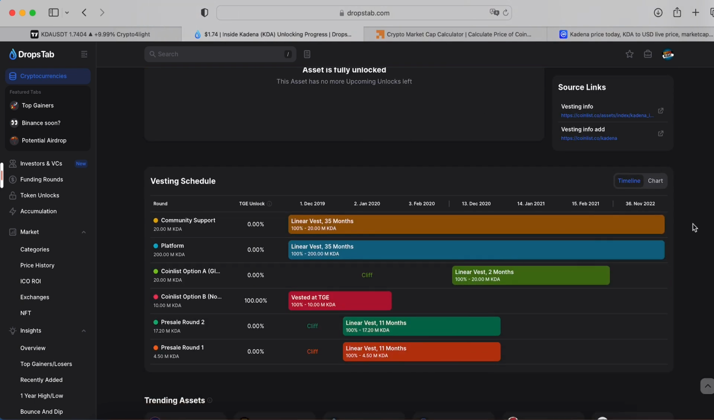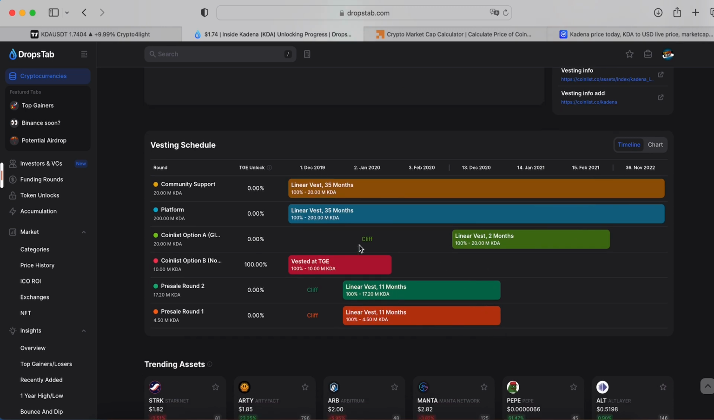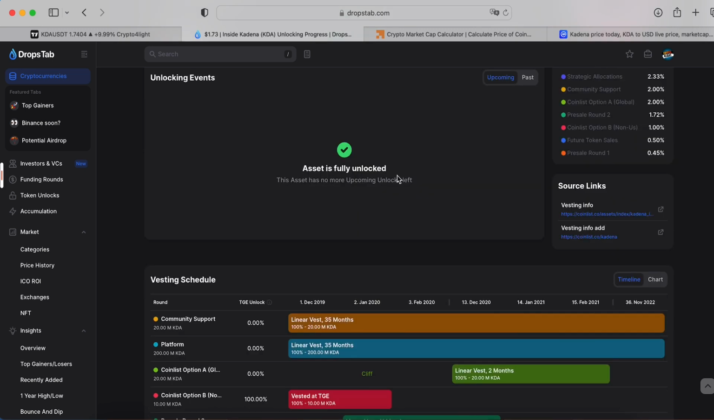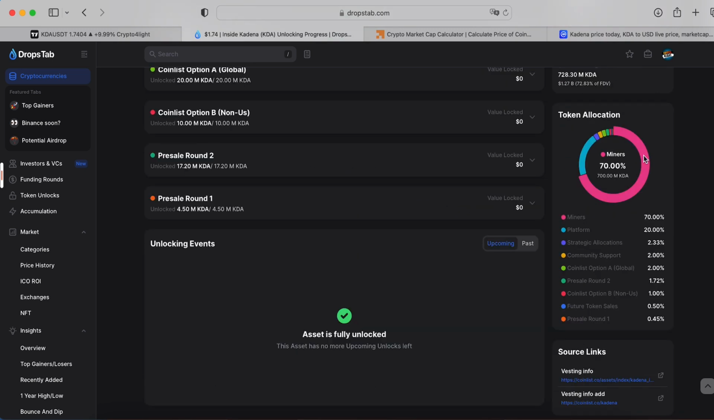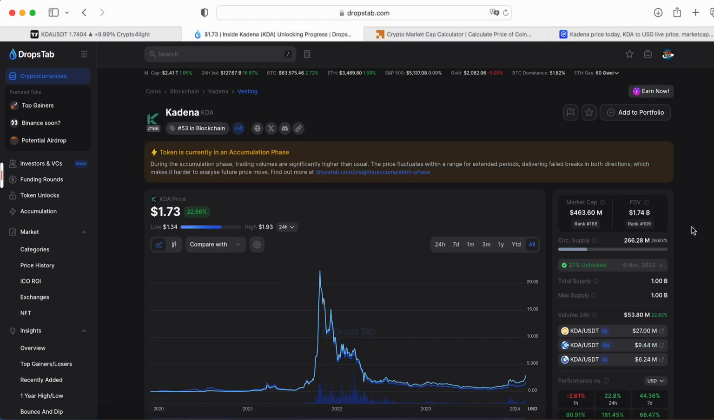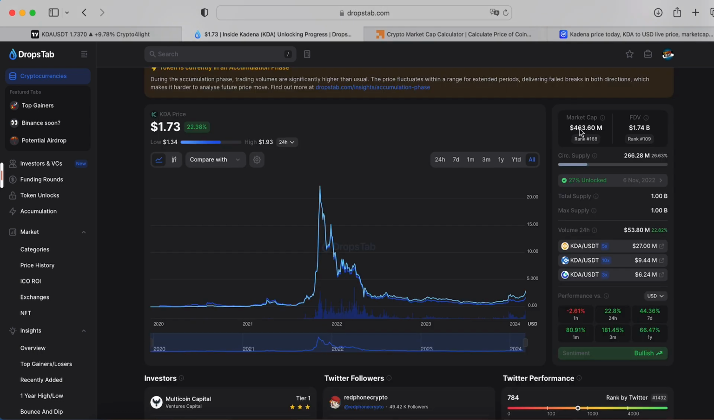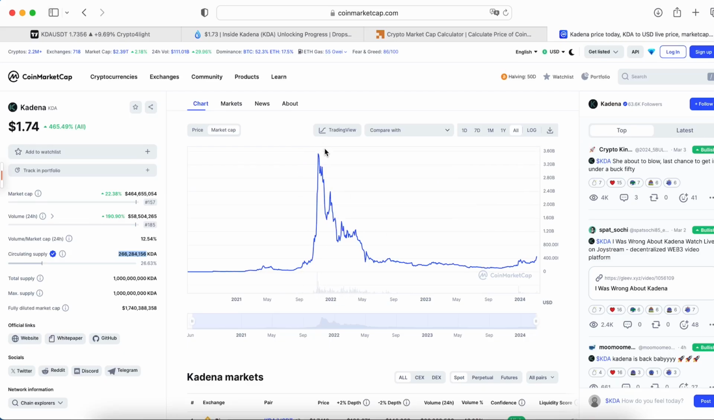If we take a look at the vesting period, here we can find out based on DropStab, the asset is fully unlocked. 70% in miners, then 20% platform, then a small percentage for strategic allocation, community support, coin lease option, and others. At this current moment the market cap is 463 million, and the highest point of the market cap was around 3.5 billion. So you can compare the data on CoinMarketCap and DropStab to find the correct data. Definitely this coin has potential.